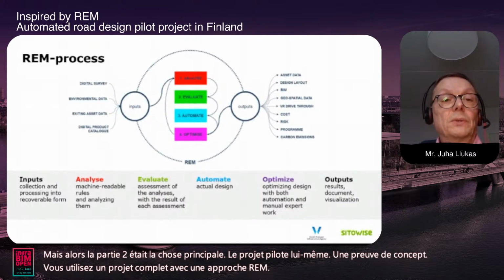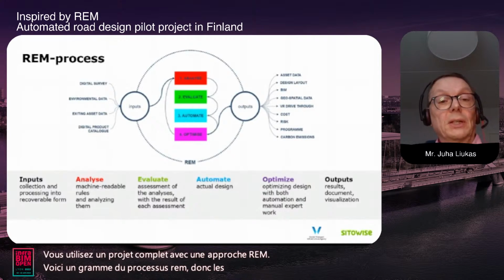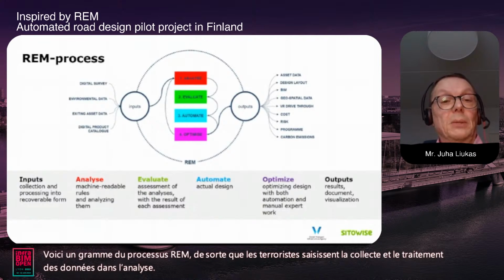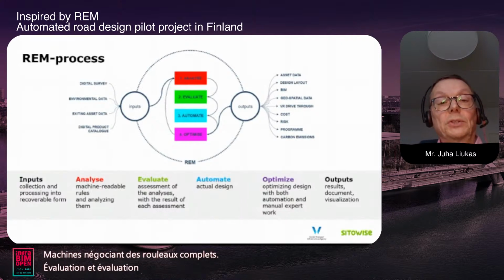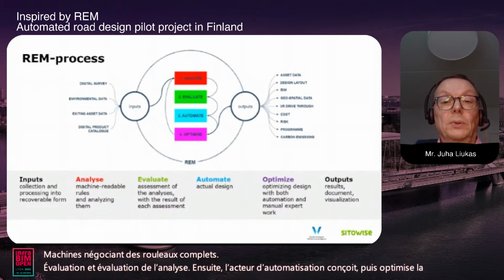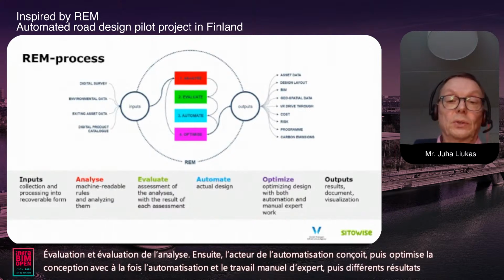Here is a diagram of the REM process. So there are the inputs, collection and processing of data, then analyzing, machine-readable rules, evaluation, the assessment of the analysis, then the automation, the actual design, then optimizing design with both automation and manual expert work, and then different outputs, results, documents and visualization.